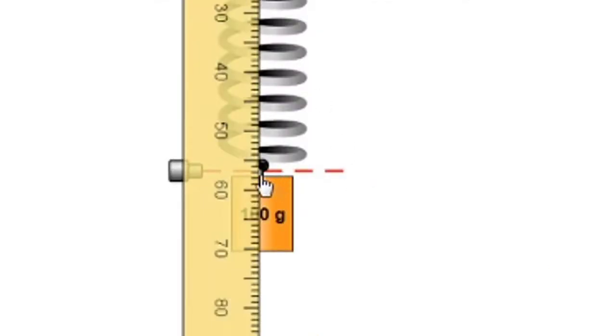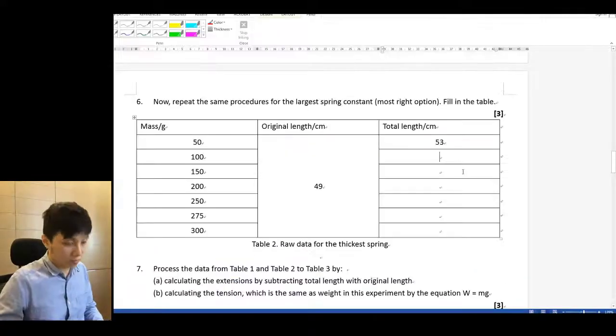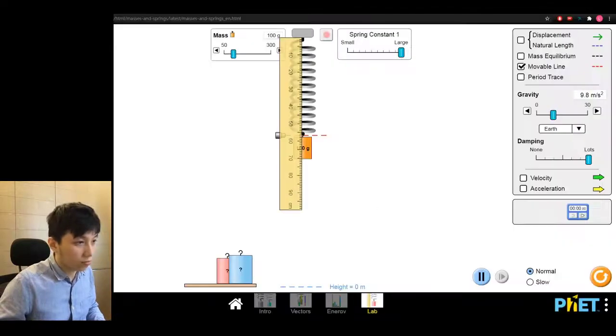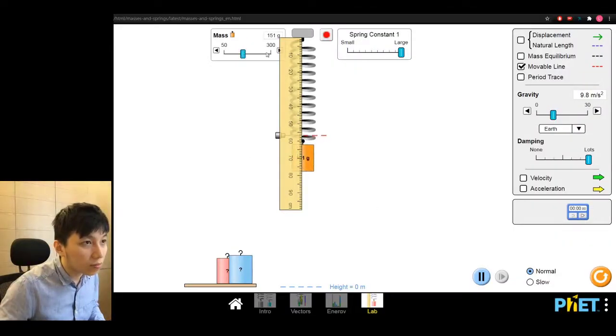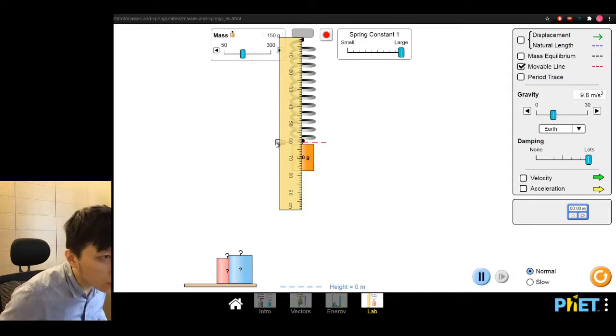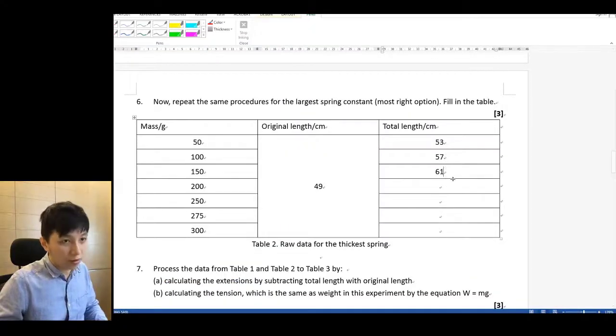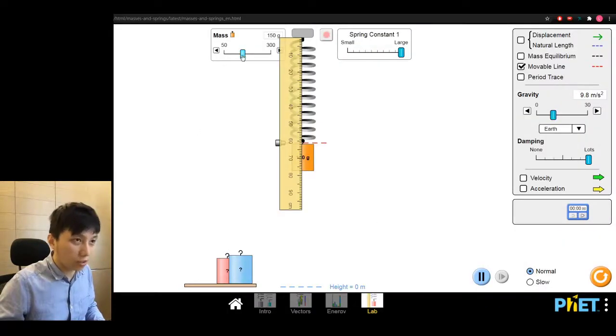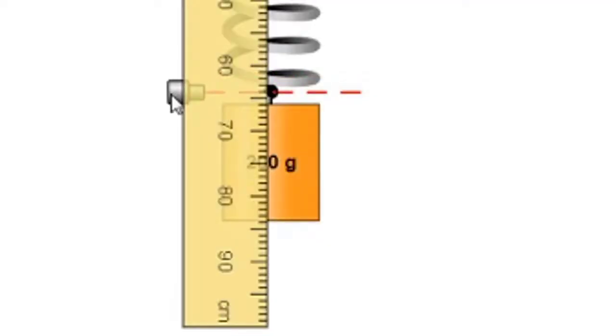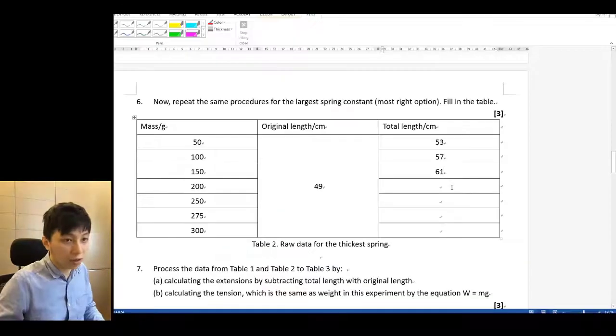Will be 57. 150 gram. Going to be 61. I think you can see the trend is always plus 4 here, but even though you know that's going to be the trend, you should still perform the experiment. It's 65, yeah, which is perfect.